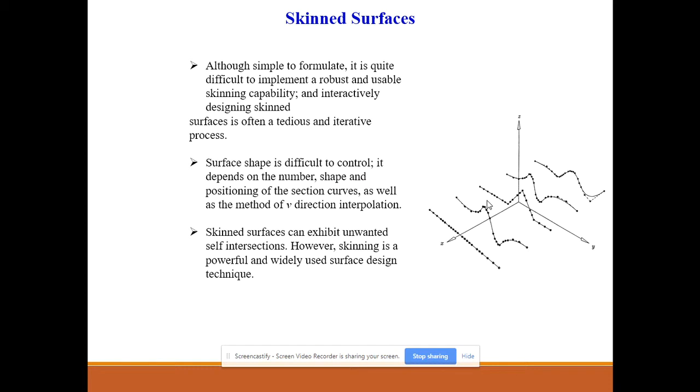Surface shape is difficult to control. It depends on the number, shape, and positioning of section curves as well as the method of V-direction interpolation. Skin surfaces can exhibit unwanted self-intersections. However, skinning is a powerful and widely used surface design technique. It is mostly used for designing aircraft, automobiles, and ships.